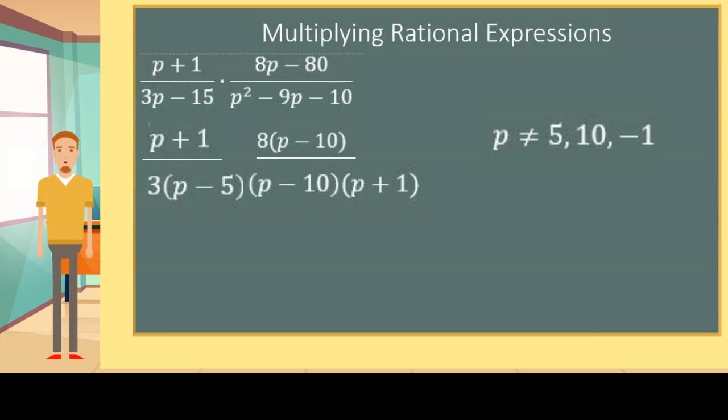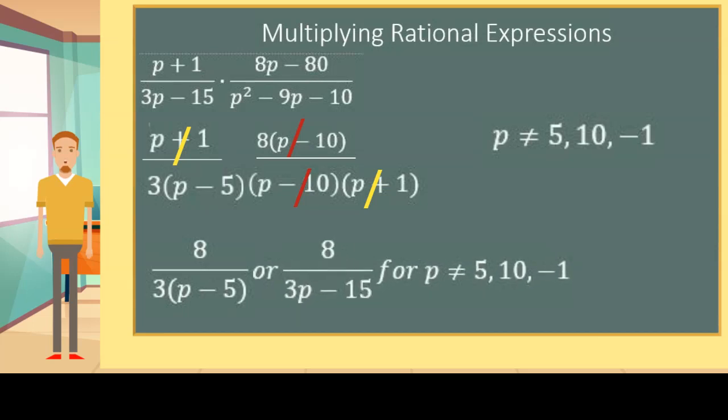Since the terms are already in the factored form, we can now cancel out the common factors. Therefore, the product of p plus 1, over 3p minus 15, and 8p minus 80, over p squared minus 9p minus 10, is 8, over 3, times p minus 5. Or, 8, over 3p minus 15.